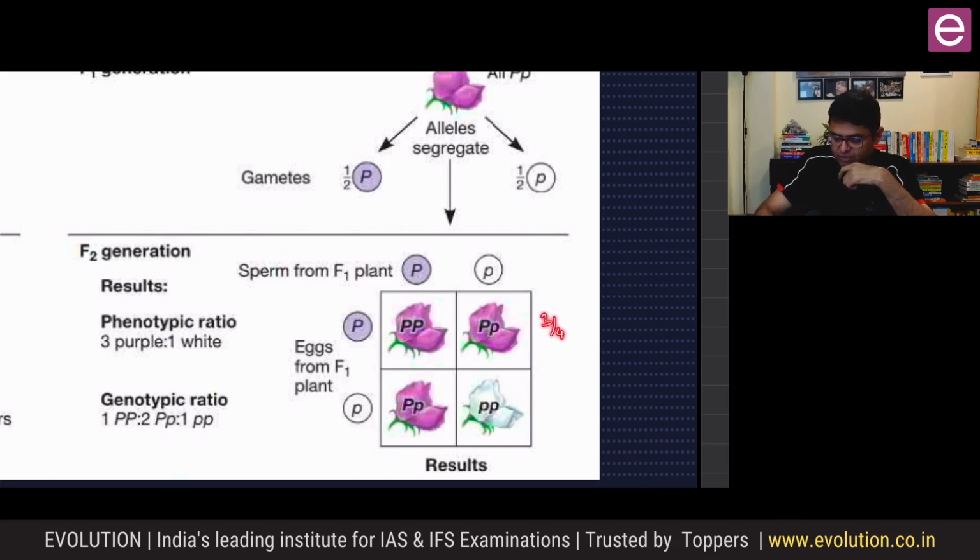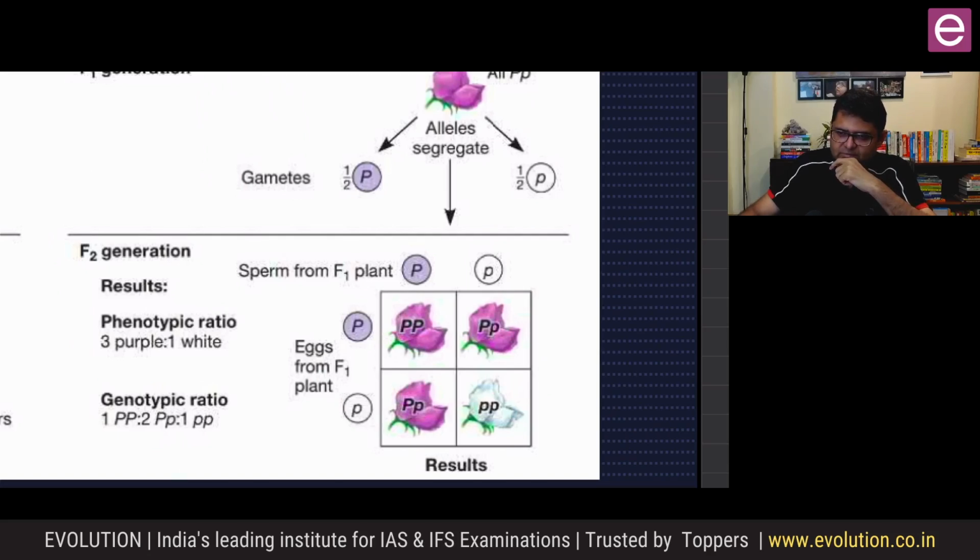So what is the ratio? 3 out of 4 is purple, 1 out of 4 is what? White. So this is the outcome, and one monohybrid cross, proper analysis, resulted in what? The discovery of two things: segregation and dominance.